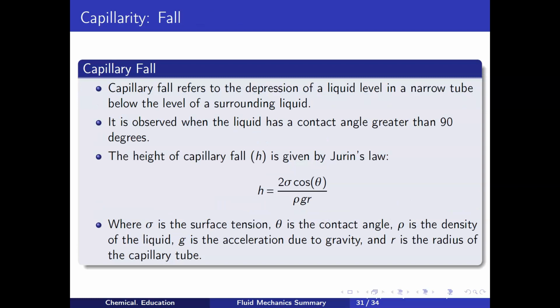Capillary fall refers to the depression of the liquid level in a narrow tube below the level of the surrounding liquid. It is observed when the liquid has a contact angle greater than 90 degrees. The height of the capillary fall h is given by Jurin's law. Same, h is equal to 2σ cos θ / (ρ g r).